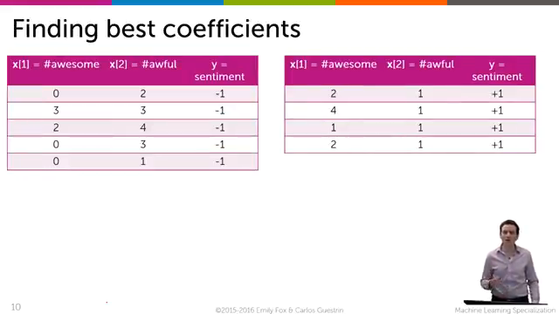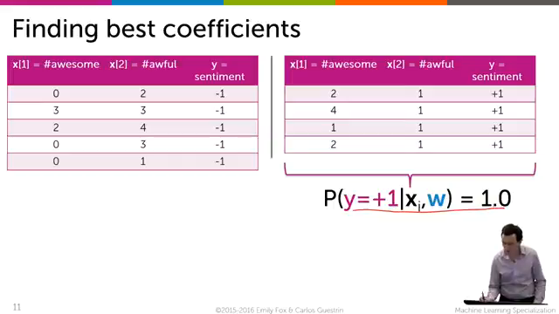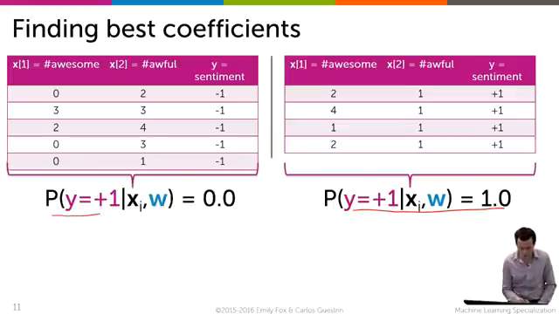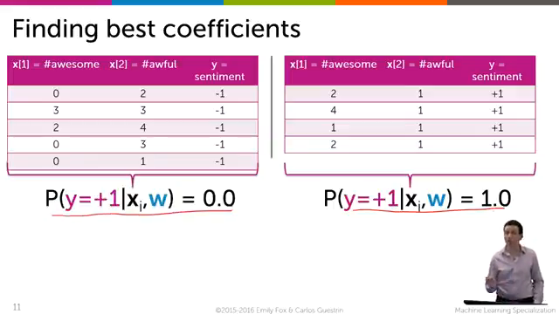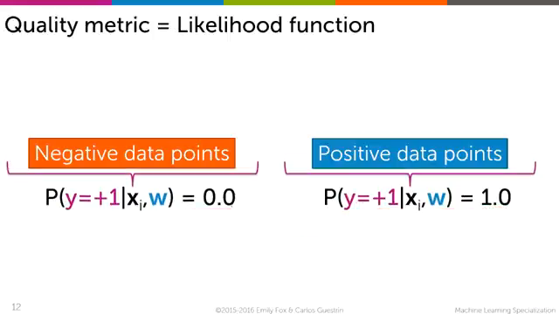So what do we want W hat to satisfy, like a good W to satisfy? For all the data points of positive sentiment, in the extreme, we'd want the probability that it is positive to go all the way to +1. For all the negative ones, we want the probability to go all the way to 0. So it's not positive, it must be negative. So our goal is to find a W hat that makes this possible, or as close as possible.